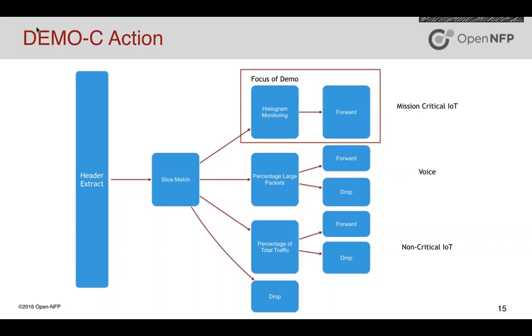We have voice packets. Usually voice packets tend to be fairly small. You're not getting maximum transmission size packets. So we want to look at large packets there. If there are too many large packets, there might be an issue, so we might drop them. In non-critical IoT, these are things like lots of small connected sensors, which are sending a very small amount of traffic. We shouldn't be getting a huge amount of traffic from particular non-critical IoT functions.